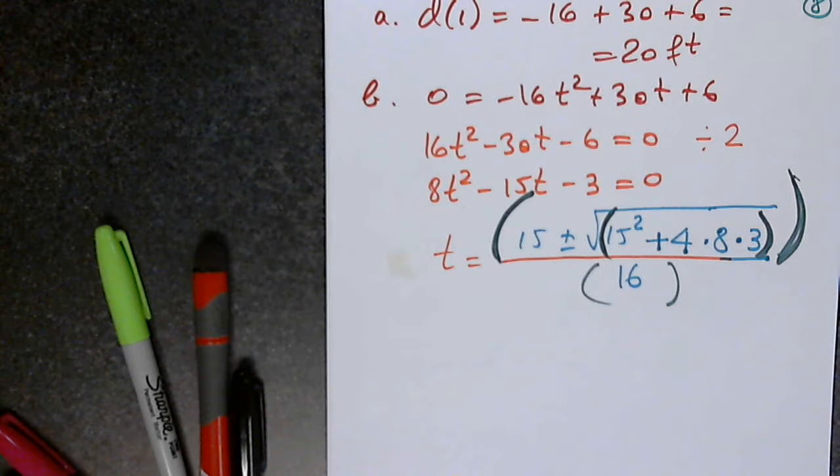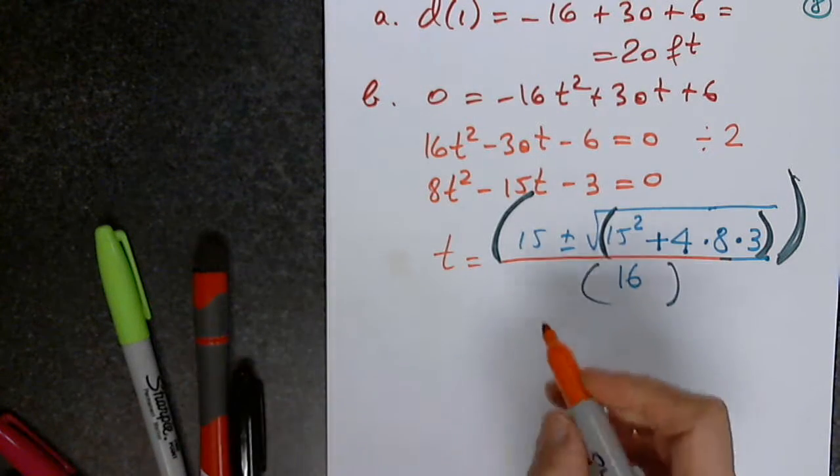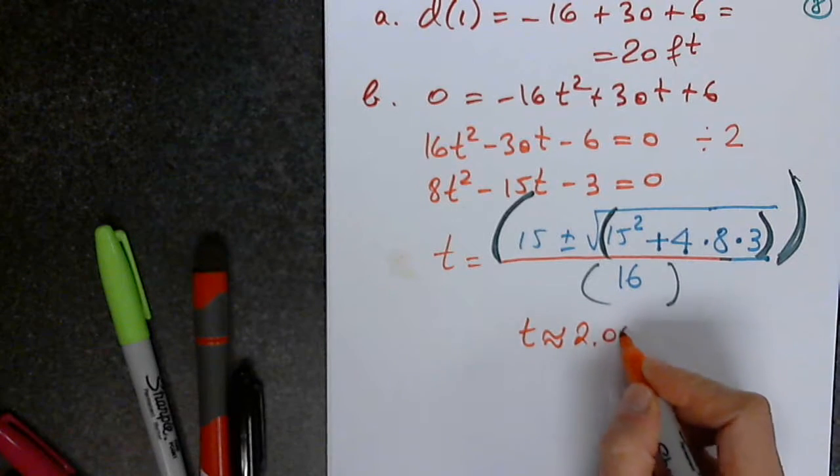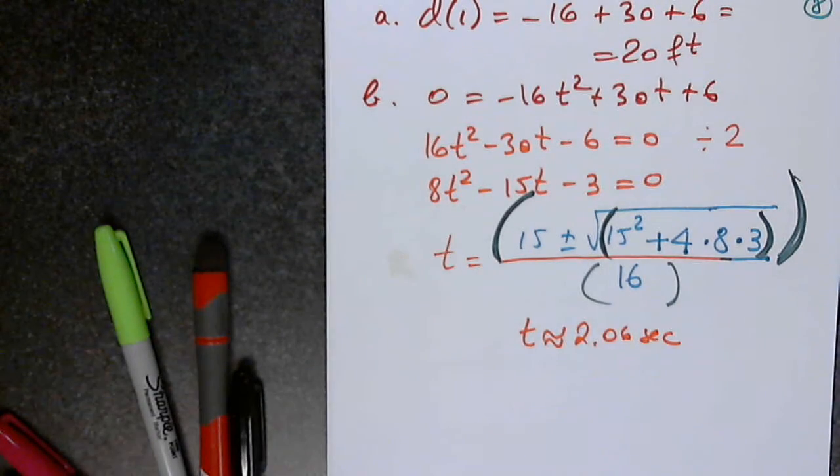Since a negative time is not possible, although algebraically it's correct, the meaning of time cannot be negative, 0.18. So then I'm going to say it hits the ground after approximately 2.06 seconds.